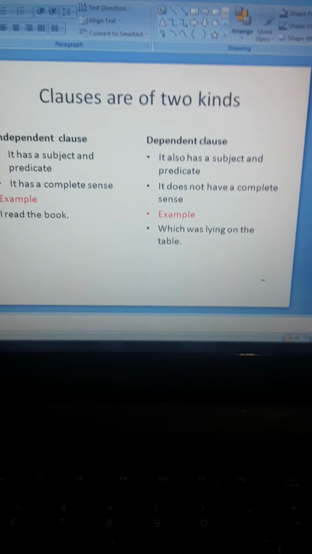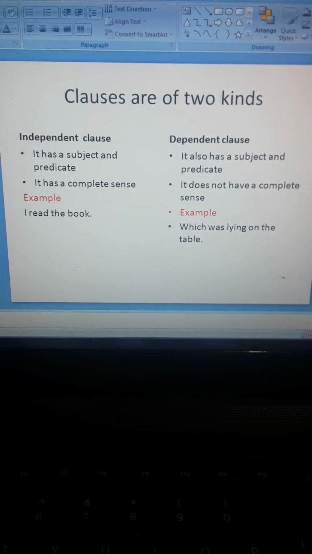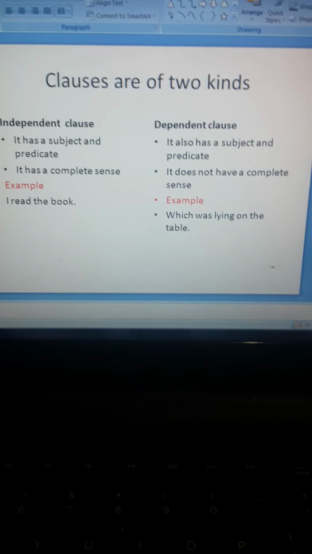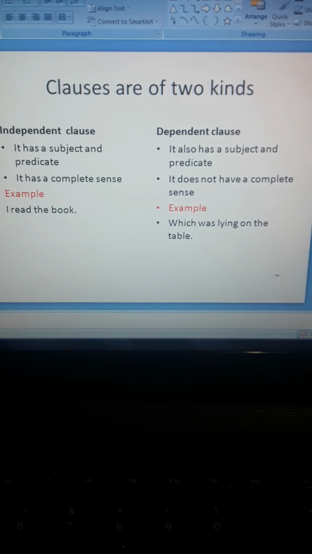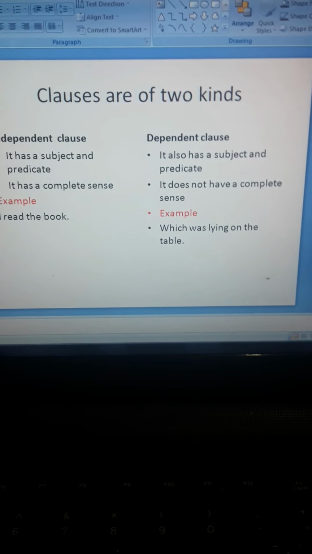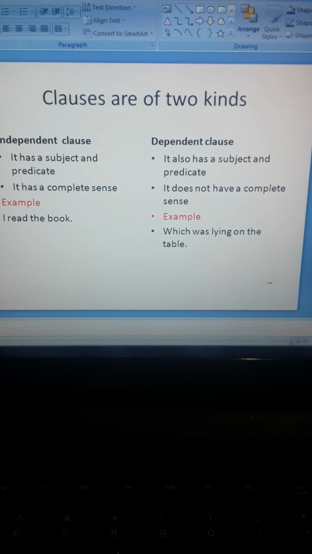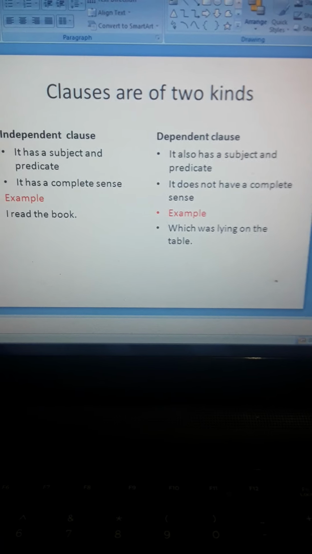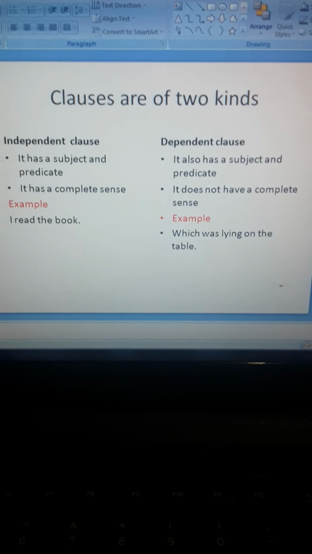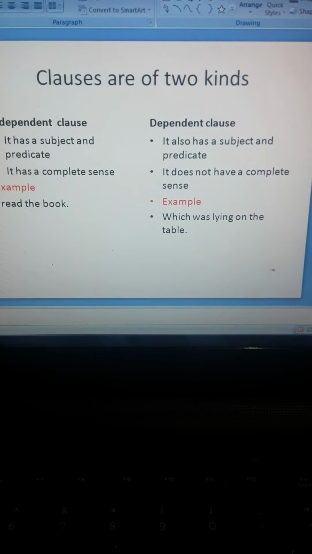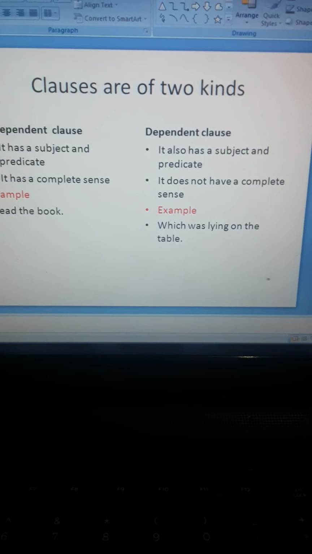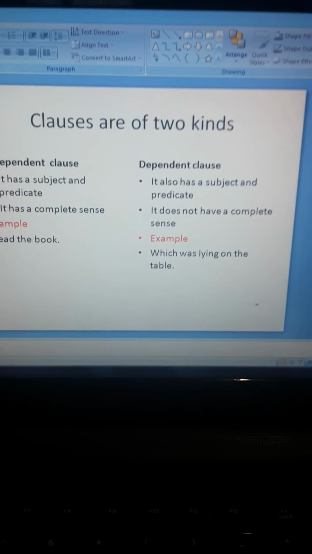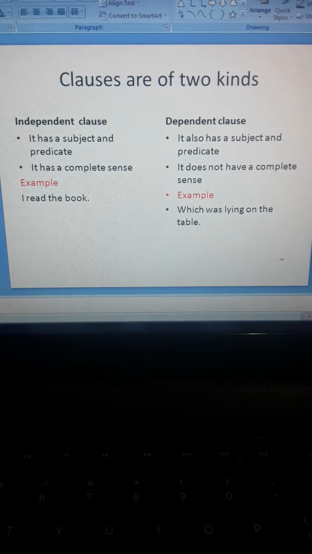I read the book. Now, dependent clause, it has a subject and a predicate, but it doesn't have a complete sense. For example, which was lying on the table. So students, you can see that which was lying on the table doesn't convey any meaning, and the meaning is not very clear. But over here we can find a subject and a predicate. Yes, the subject is which and the predicate is was lying on the table.